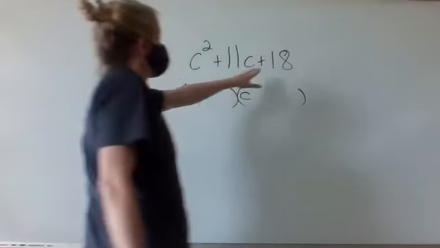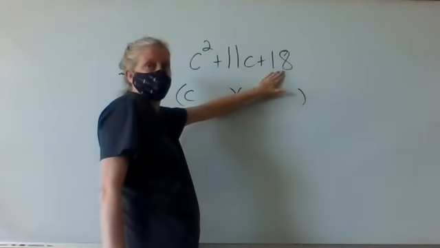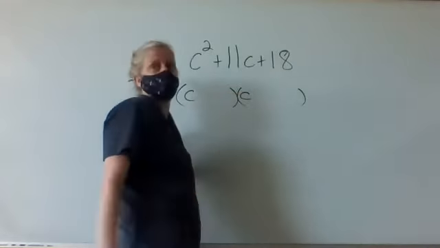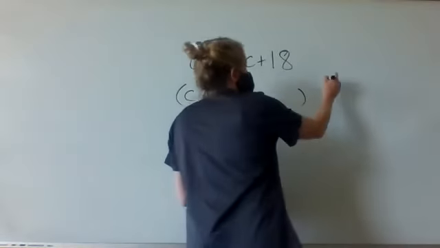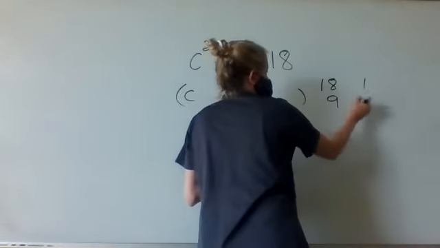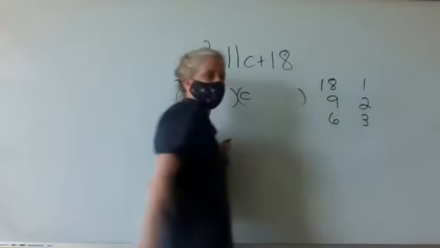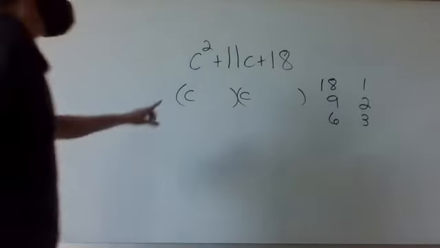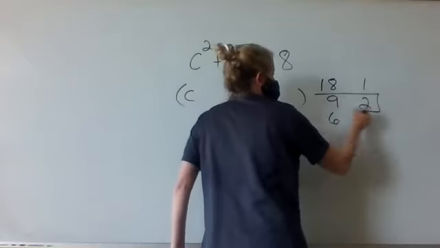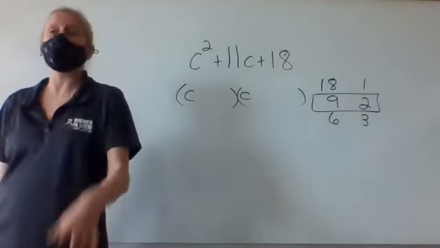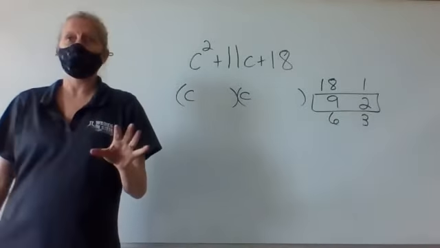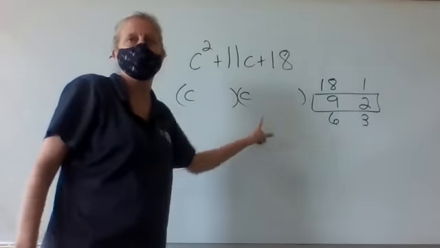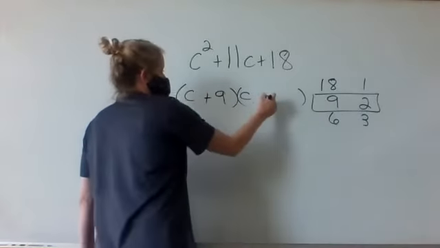Now remember, the next thing is you want to find the numbers that do 2 things: multiply to 18 and at the same time add to 11. So if I have 18 and 1, 9 and 2, 6 and 3 as my options, that's how you multiply to get 18. Which one of these pairs adds to 11? 9 and 2, and they do both need to be positive. It doesn't matter where that positive 9 and 2 go. They can go in either spot.